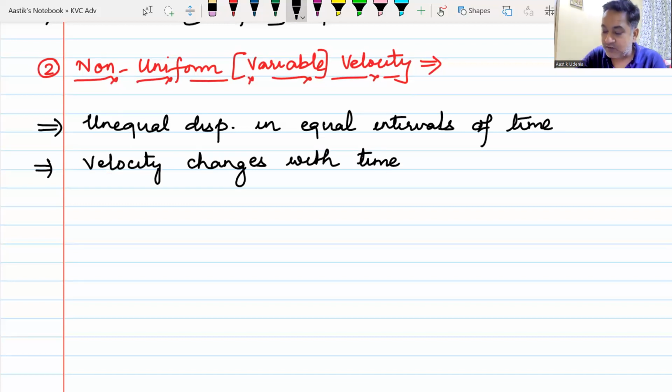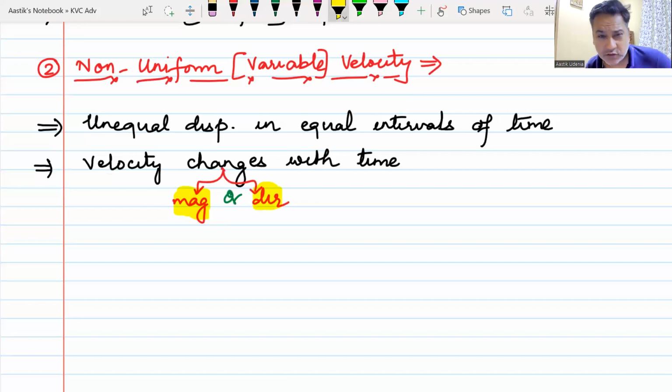Now, when I talk about velocity changing with time, it can change in magnitude, it can change in direction, or it can change in both. Do we understand this? Okay, sir. Can you give an example of velocity only changing in magnitude, but not in direction? If you throw a ball up, when the ball is going up, it is going in the same direction. Direction does not change, but the speed, the magnitude, changes. Yes or no?